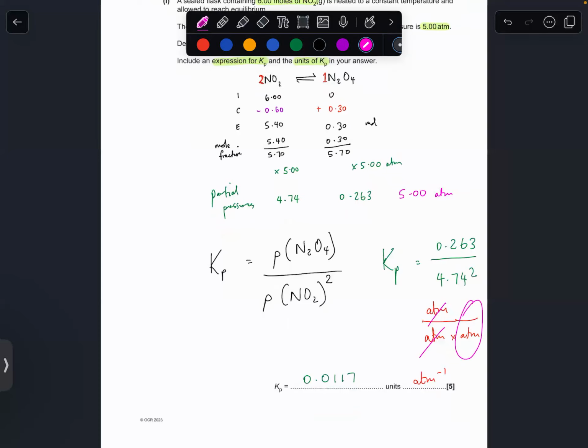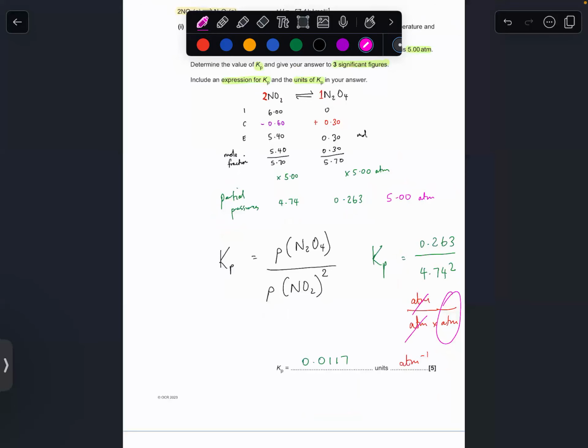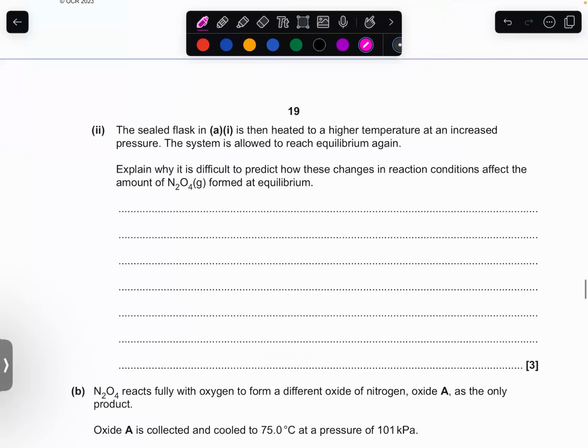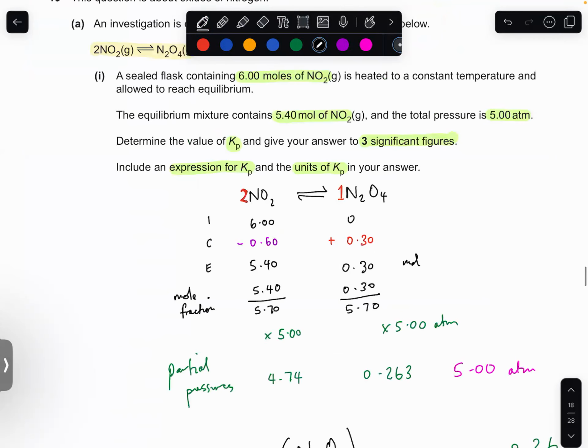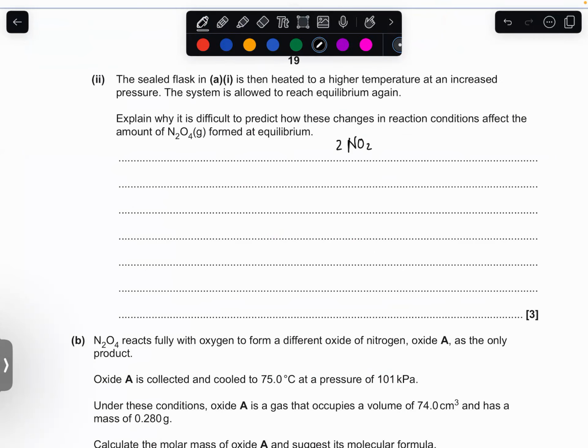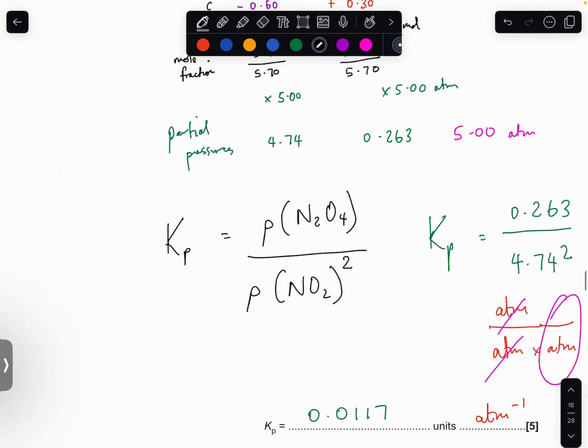Moving on. This is interesting. You say the sealed flask, and if it helps, I'm going to just rewrite the equation. 2NO2 to N2O4. The forward reaction is exothermic, so we'll come back to that.